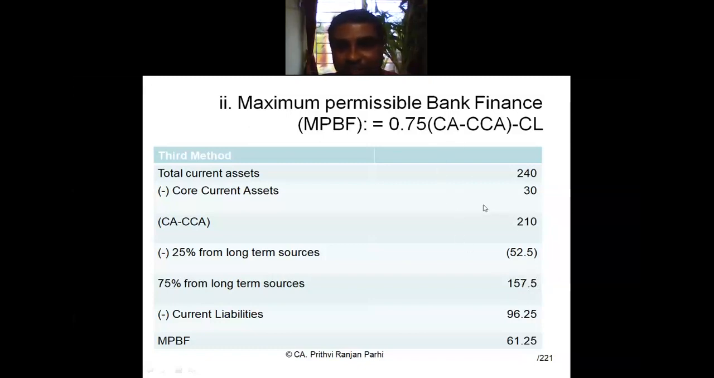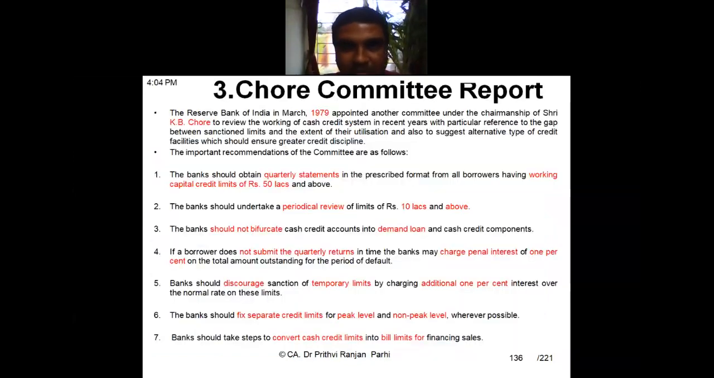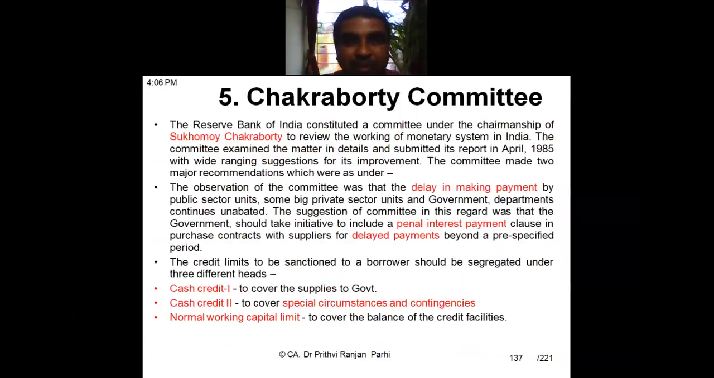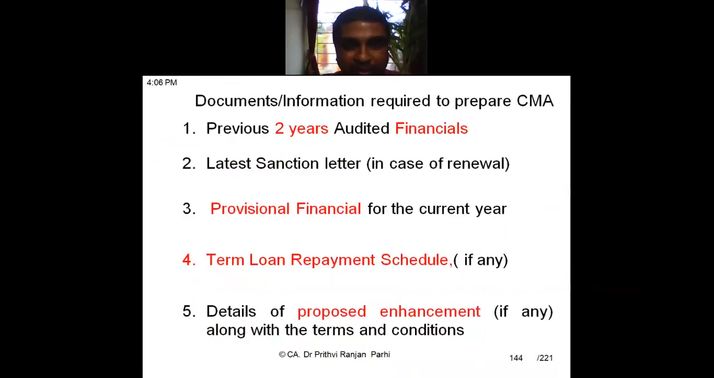0.75 of current asset minus core current asset. Then minus current liabilities. Therefrom, current liabilities will be deducted. I'll be getting maximum permissible bank balance is 61.25. Is it clear to you? Yes, sir. Okay, now you've understood. It has been done correctly in the study material, and that is another way only it has been presented. So there is nothing wrong. Please familiarize yourself with both the methods.